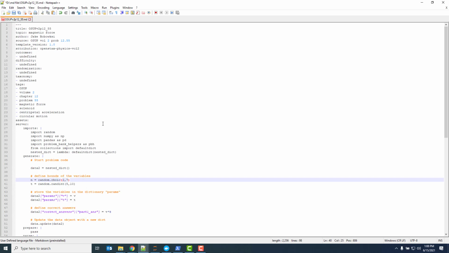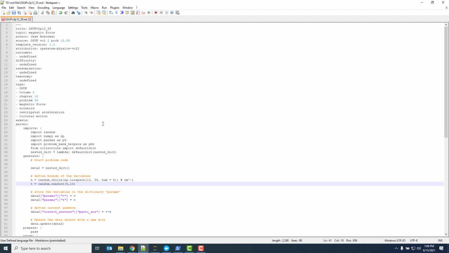We used random choice, and then we used NP linspace, and what we had is from 10 to 35 turns per centimeter, and we had 6 choices. So it could be 10, 15, 20, 25, 30, 35, which is 6 different choices. And maybe we could leave ourselves a little comment that the units of this variable is inverse centimeters.